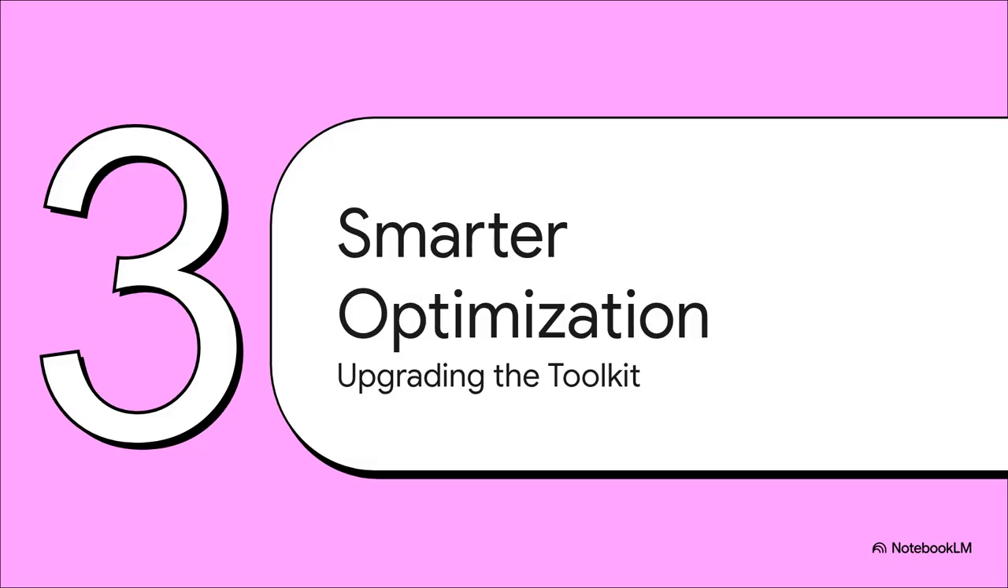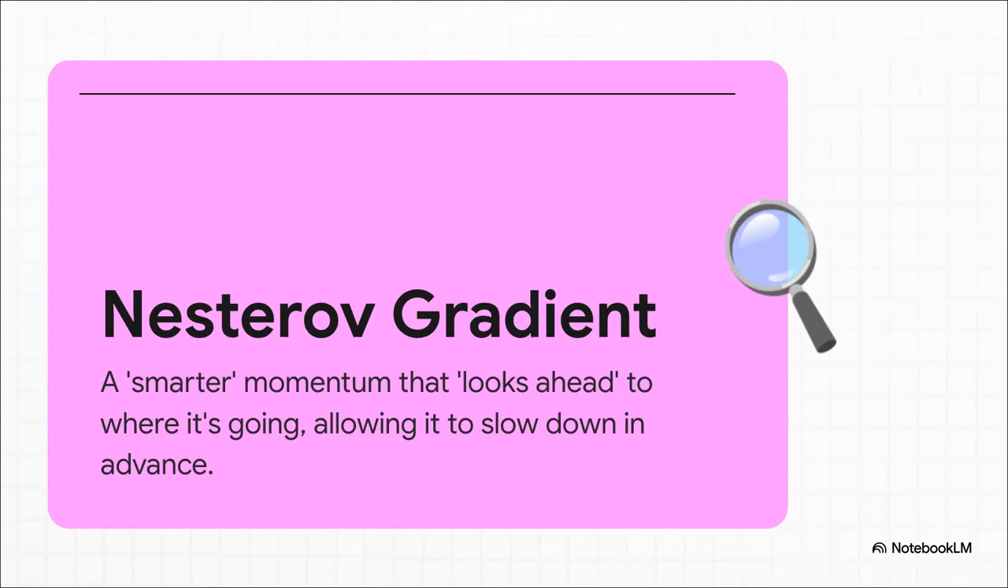So, to deal with these ravines and saddle points and all the other weird challenges this terrain throws at us, researchers have developed a whole suite of much smarter algorithms. Think of them as major upgrades to our hiker's toolkit, designed to make this journey faster and a lot more reliable. Nesterov accelerated gradient, or NAG, is a really clever twist on that momentum idea.